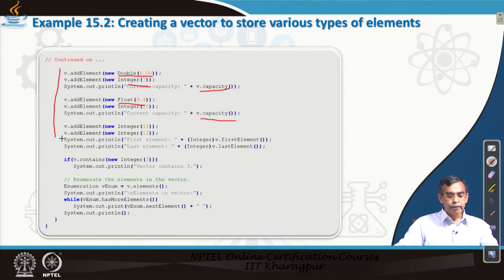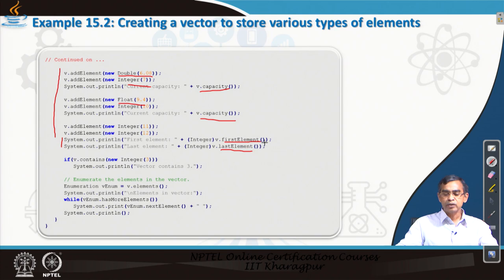Now, let us come to a few more interesting methods, namely firstElement and lastElement. As the name implies, you can understand that. If we call the method firstElement on the vector V, it will access the element at the very beginning of the vector, and in contrast to firstElement, lastElement gives the last element in the row of the vector. So, the first element and last element can be accessed from the vector and printed.